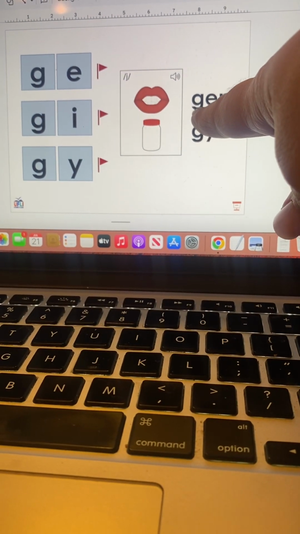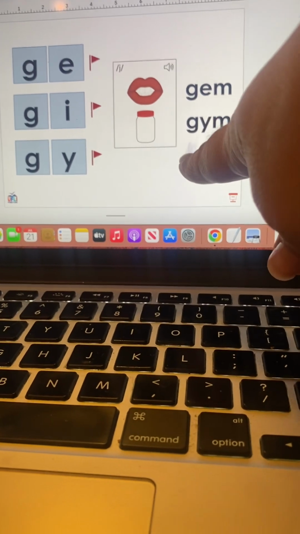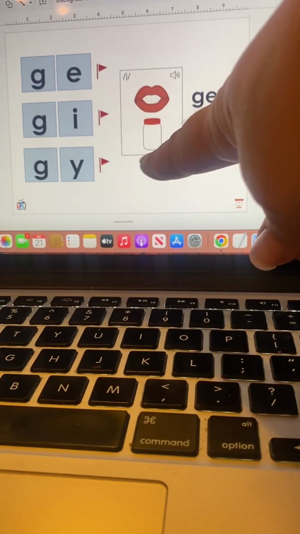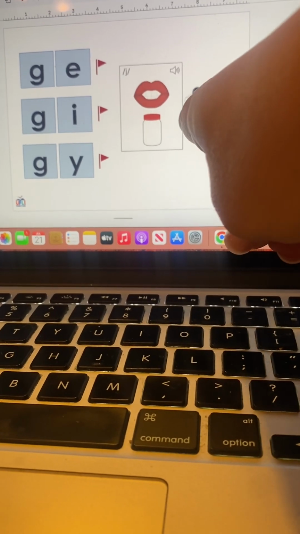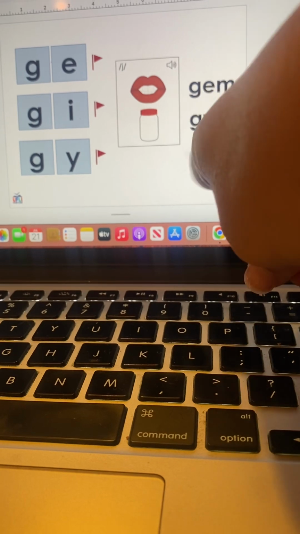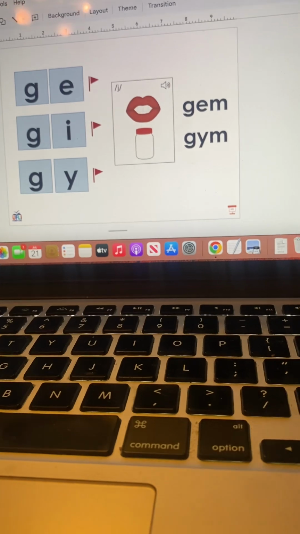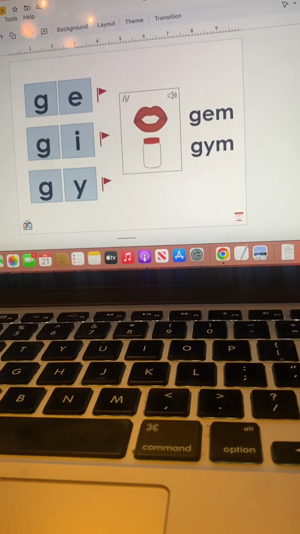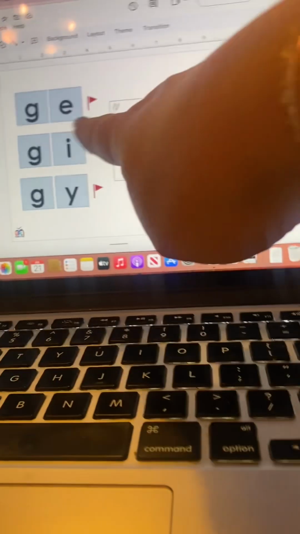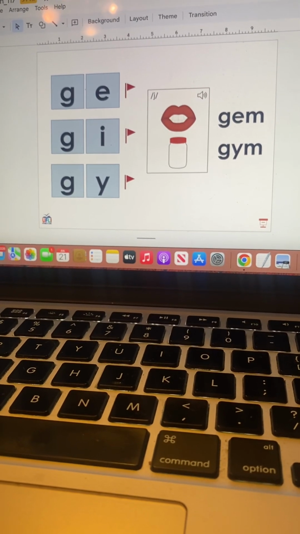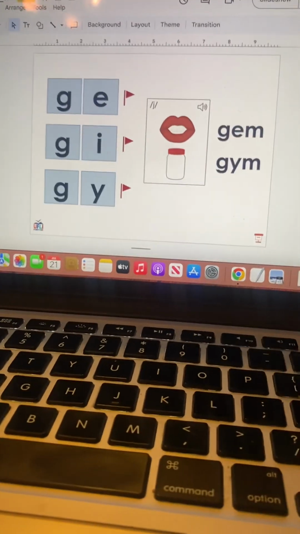Here we have the word gem. Do you know what that word is? Gem, yeah. It's two different kinds of gems. This is like a ruby gem, and this is like where you go and exercise, gym. In the word gem, G is followed by E, which is a signal vowel. And in the word gym, right here, G is followed by Y. And that is another signal vowel, that Y.